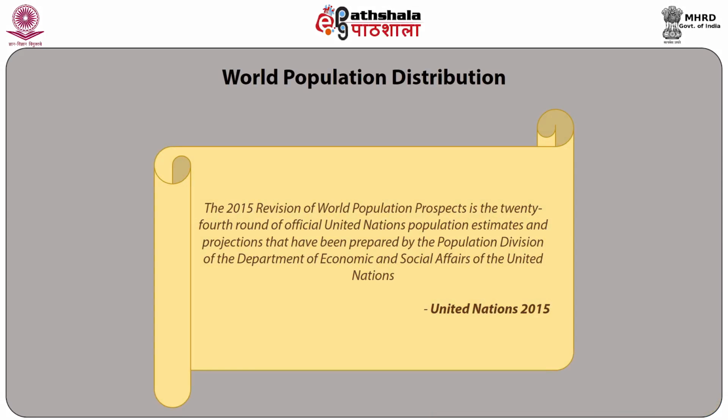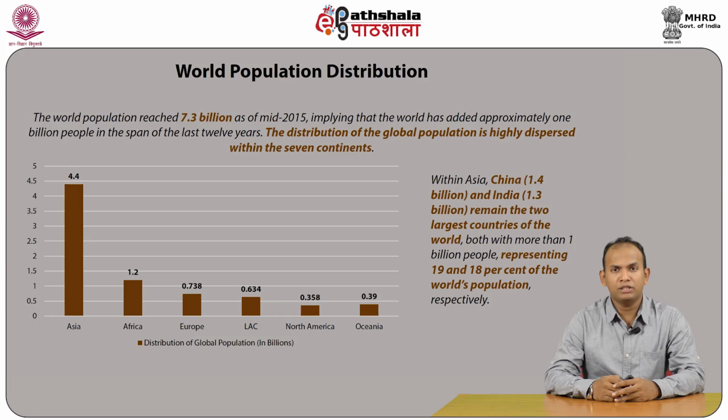The world population distribution shows that the 2015 revision of World Population Prospects is the 24th round of official United Nations population estimates and projections that have been prepared by the Population Division of the Department of Economic and Social Affairs of the United Nations. The world population reached 7.3 billion as of mid-2015, implying that the world has added approximately 1 billion people in the span of last 12 years.